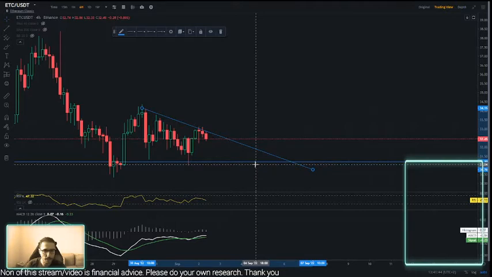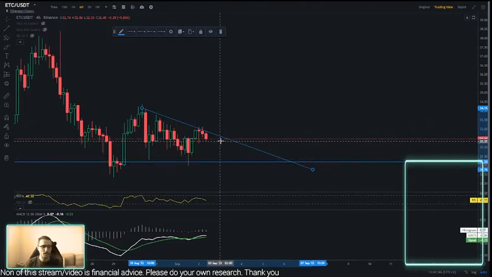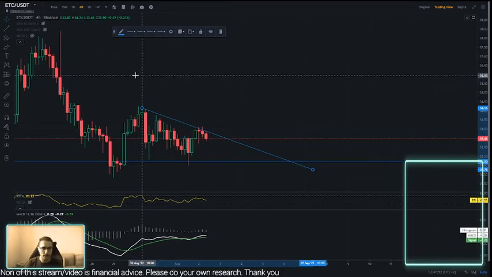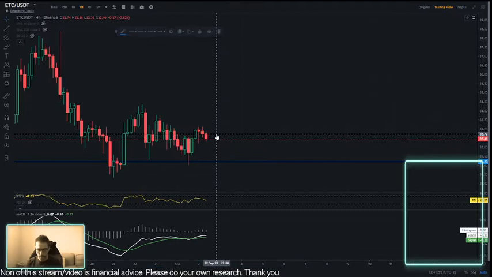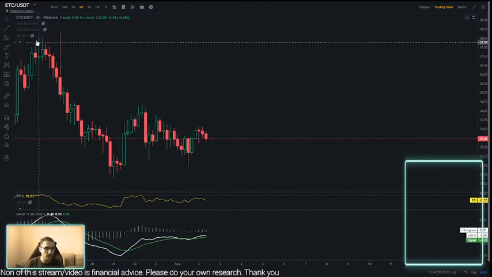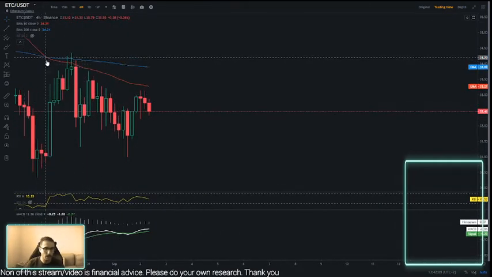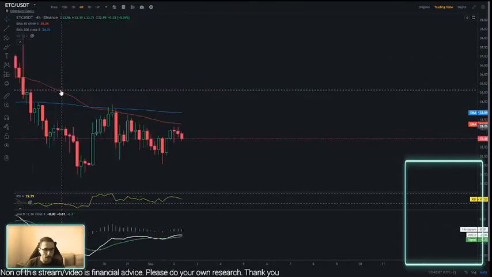So we're going to go for the same analysis that we had for the 1 hour time frame. It's going to be copy paste. Let's see what the moving averages are doing, the 50 and the 200. We have here the death cross, apparently.